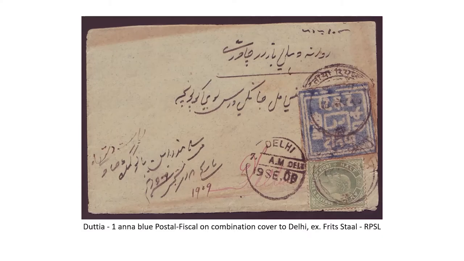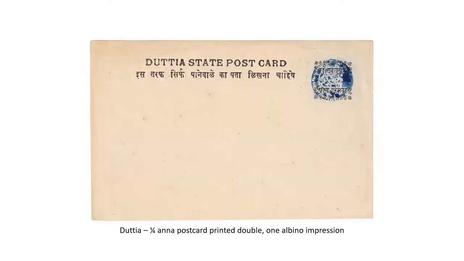So this happens to be ex-Fritz Stahl. Fritz Stahl is the person who wrote the book on Jammu and Kashmir. He lived in Berkeley, an amazing man, my mentor. Here we have, unfortunately, it's hard to see the error on it from a scan. You have to actually hold it in the light at an angle to see that there are two impressions. One of them is an albino impression.